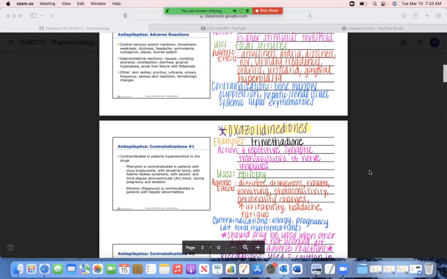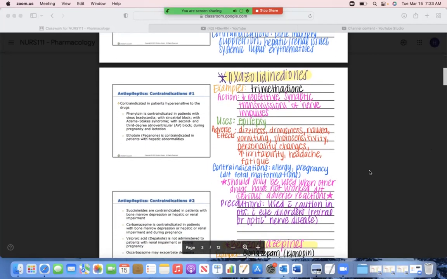Let's talk about this class that I have a hard time pronouncing: oxazolidinediones. Okay, I'm gonna try my best. The one I want you to know is trimethadione. The action that it has in the body is it decreases repetitive synaptic transmission of nerve impulses. So it decreases those repeated transmissions, those repeated signals. We use these with epilepsy.